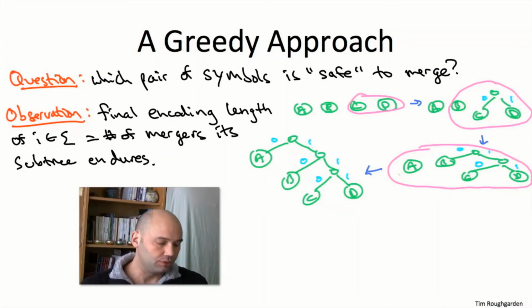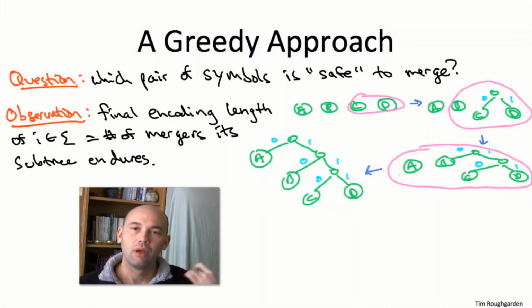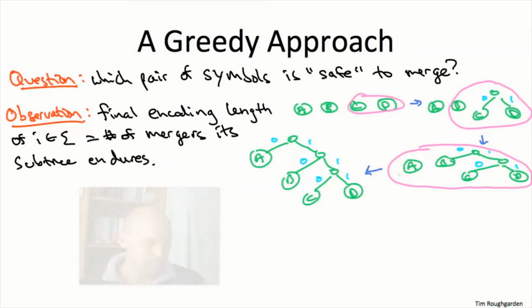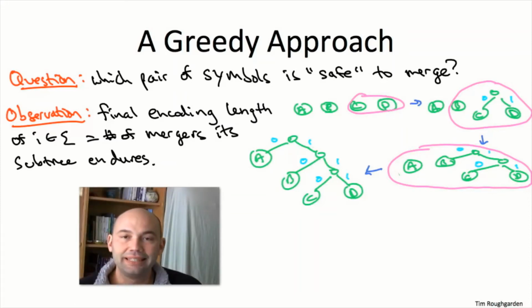And in general, what you'll notice is that the final encoding length of a symbol is precisely the number of mergers that its subtree has to endure. Every time your subtree gets merged with somebody else, you pick up another bit in your encoding. And that's because there's one more internal node that you're going to have to traverse en route to the root of the final tree. In this example, the symbols C and D, well, they got merged with somebody else in each of the 3 iterations. So they're the 2 symbols that wind up with an encoding length of 3. The symbol B, it didn't get merged with anybody in the first iteration, only in the second 2. That's why it has an encoding length of 2.